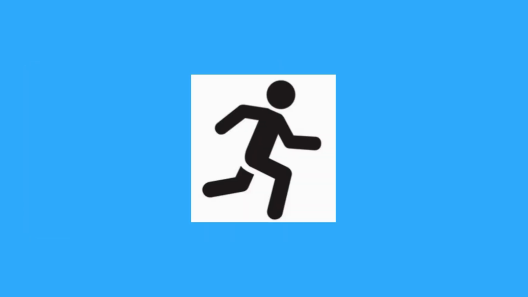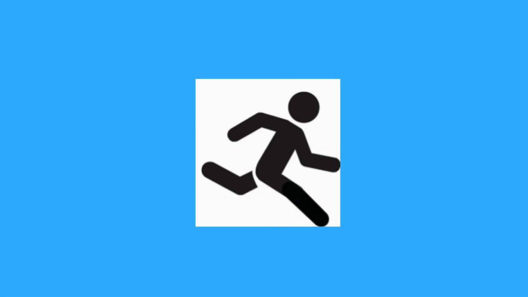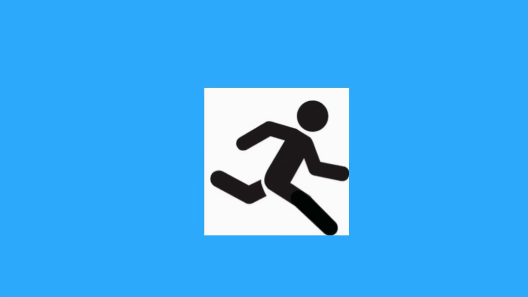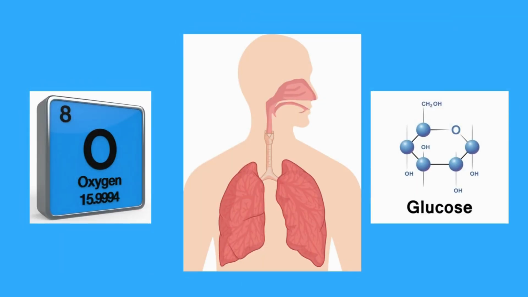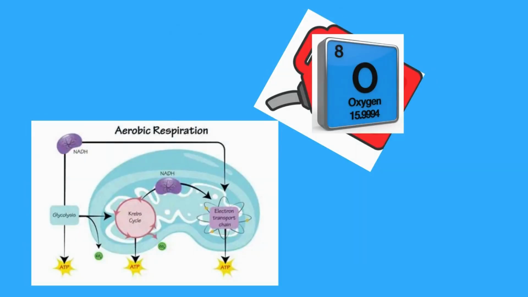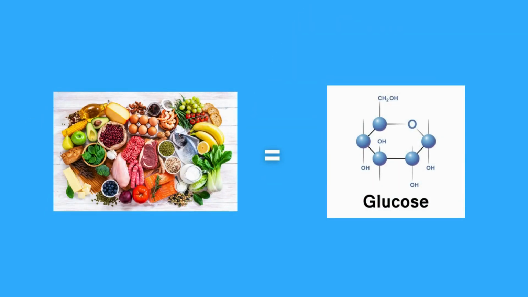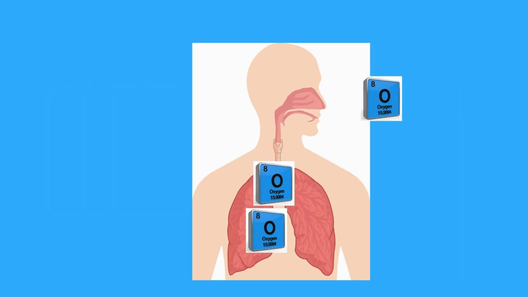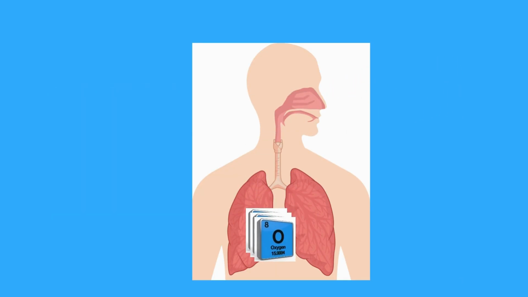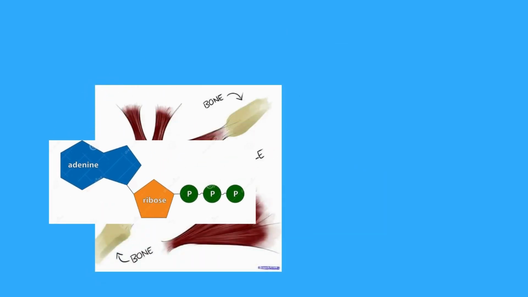For example, when you start running, your leg muscles begin working harder. They need more energy to keep contracting. To supply that energy, your body needs more oxygen and glucose. Oxygen fuels aerobic respiration, and glucose comes from your stored glycogen or food. That's why your breathing rate increases so that it can bring in more oxygen, and your heart rate increases to deliver oxygenated blood more quickly to your muscles.